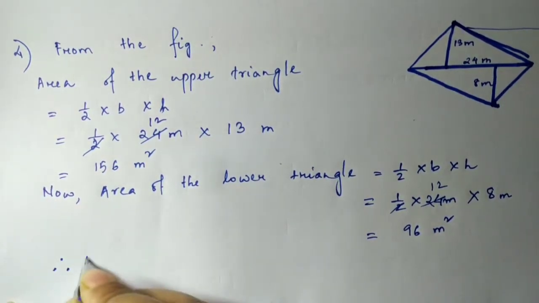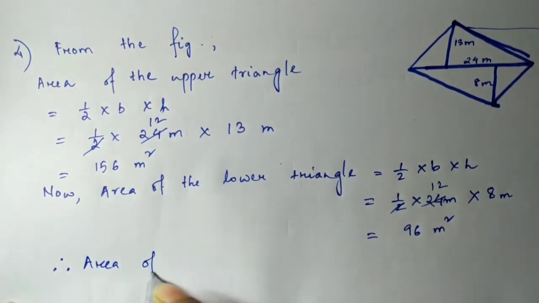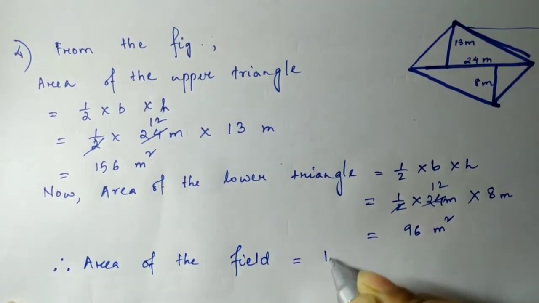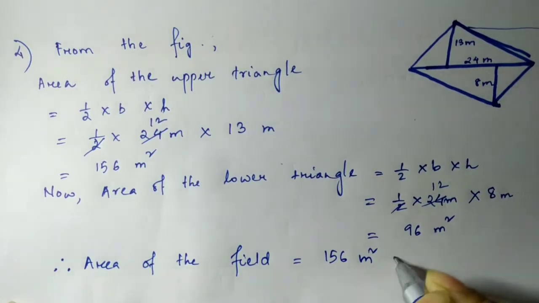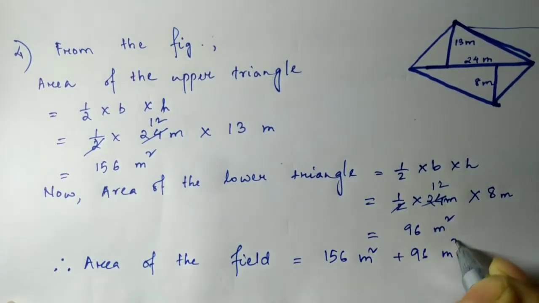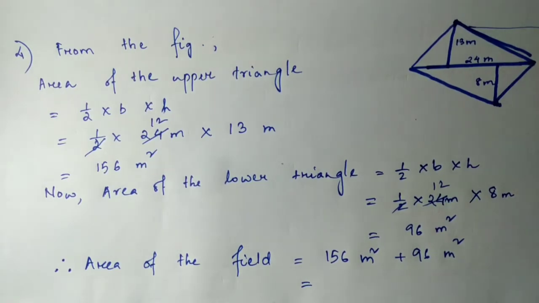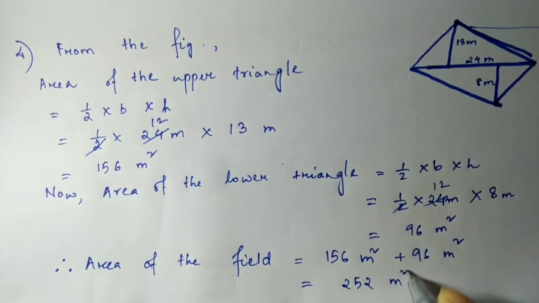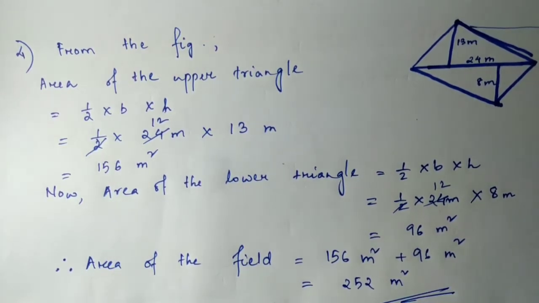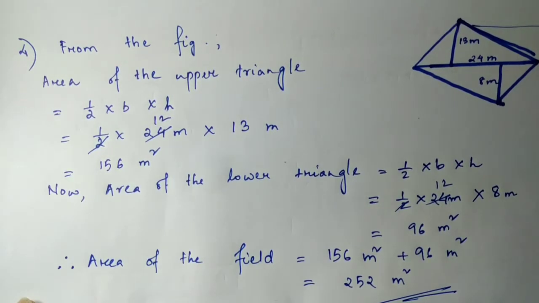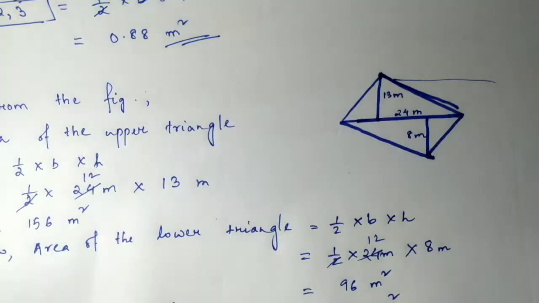Therefore, the area of the field will be equal to 156 meters square plus 96 meters square. I just have to add them all. Let's add them. So it will give me 252 meters square, and this is your answer. Okay, so in this way we find out the area of this. Now moving on to the next question.